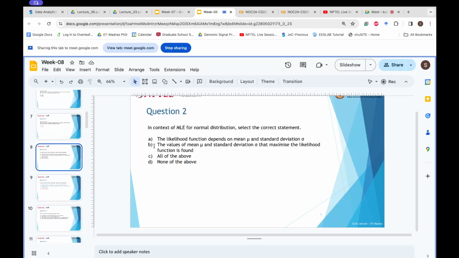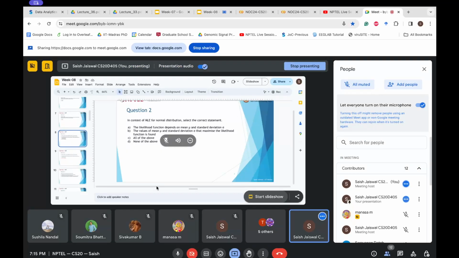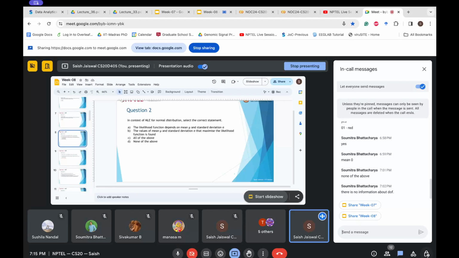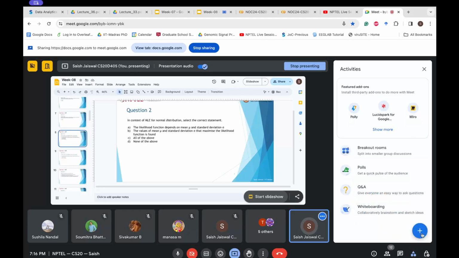In the context of MLE for normal distribution, select the correct statement. Again, let me start the poll. Don't answer in the chat.